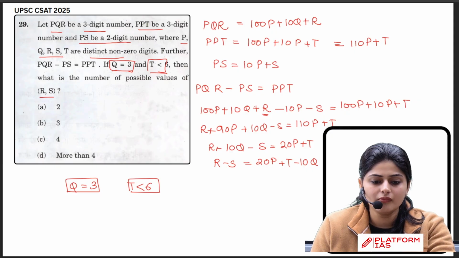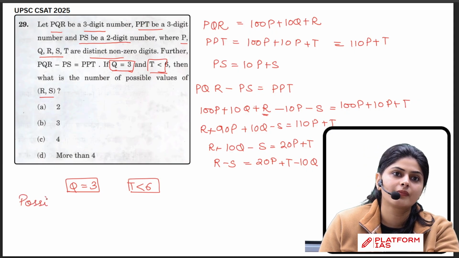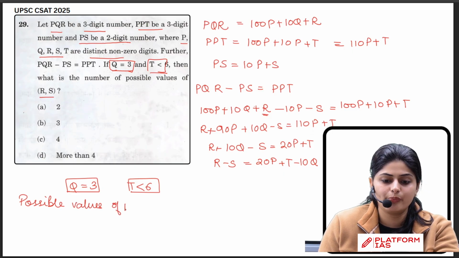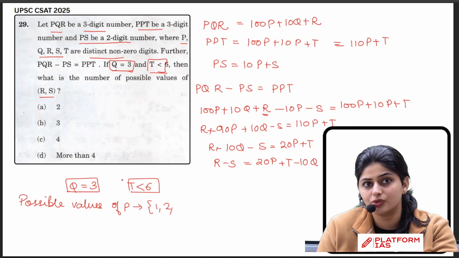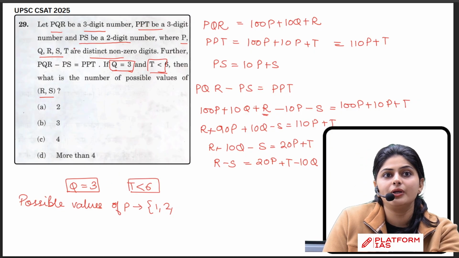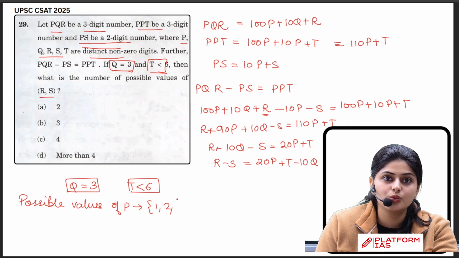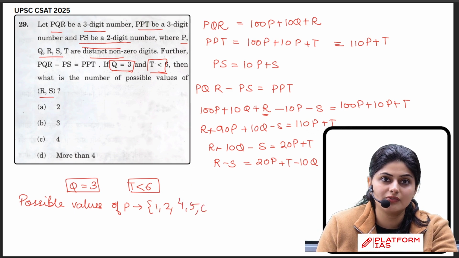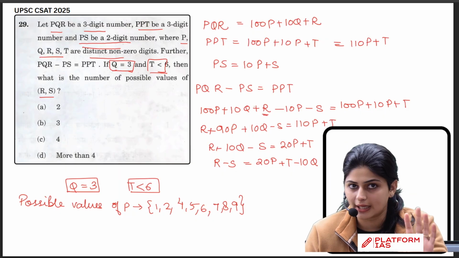Now what are the possible values of P? The possible values of P cannot include 3 because Q is 3 and P, Q, R, S, T are distinct non-zero digits. So it will be 1, 2, 4, 5, 6, 7, 8 and 9. Because they are the digits of the numbers, they cannot exceed the value 9.